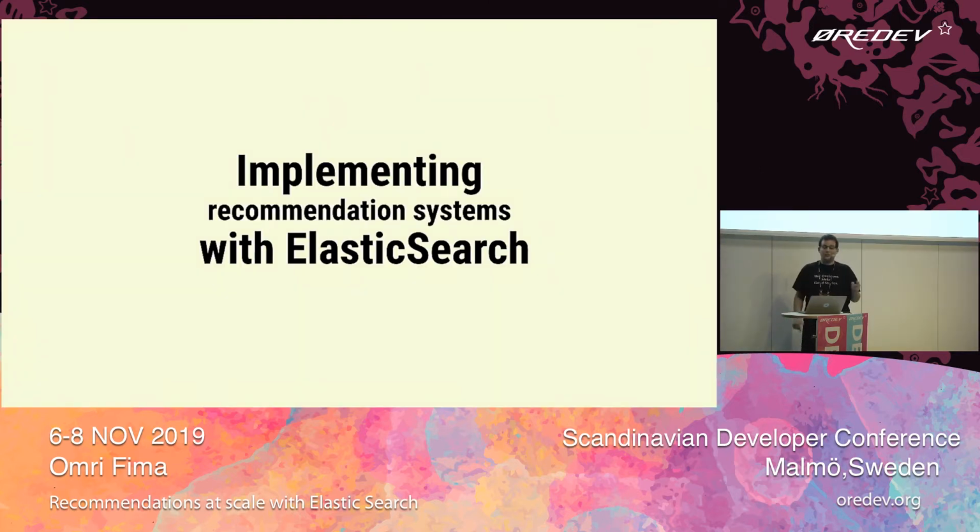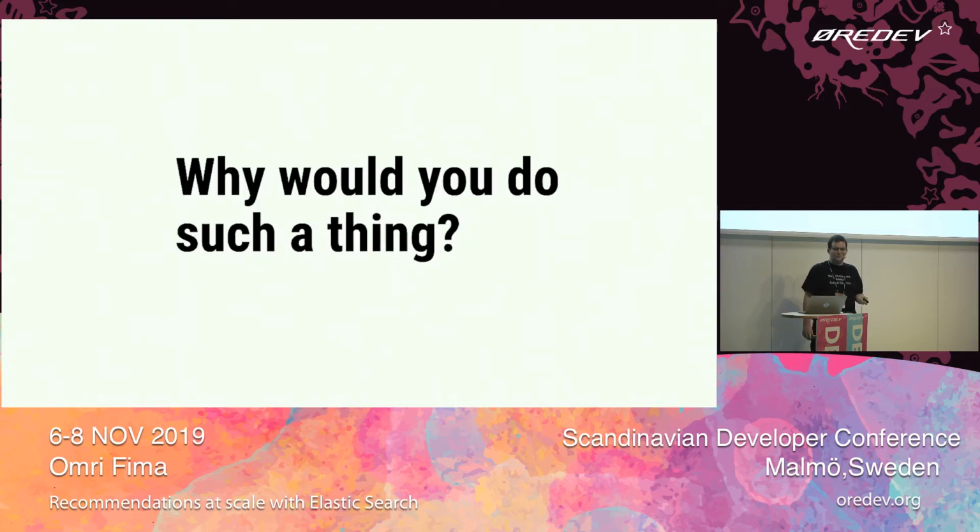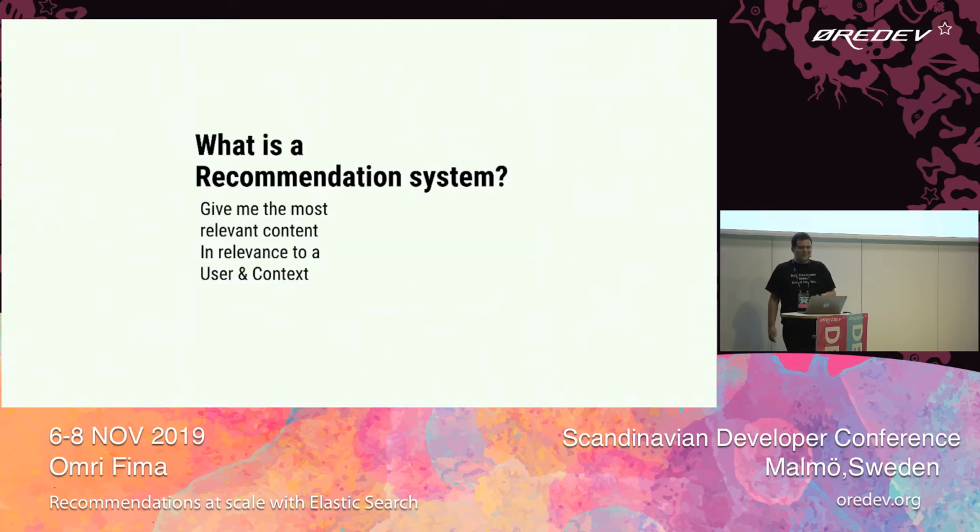So today, specifically, I want to talk with you about how to implement recommendation systems at scale with ElasticSearch. Now, the first question that might pop into your mind is, why do we do such a thing? In order to answer that, we'll need to get into the definition of what a recommendation system is. So let's think about the definition for a minute. A definition that I like is something like: give me the most relevant content in relevance to the user, who am I, and the context, what context am I at right now.